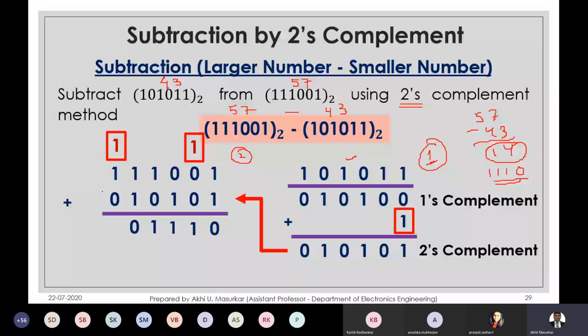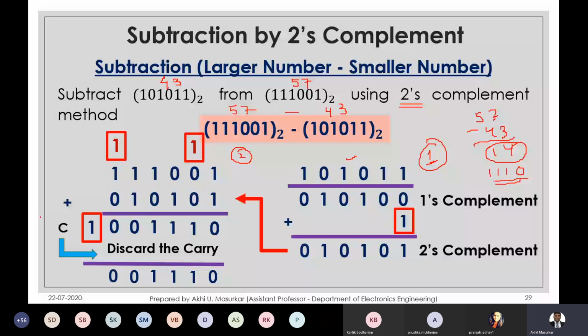So now step number 3 says discard the carry. Okay, I discarded it, and what remains is just 0, 0, 1, 1, 1, 0. So this number is going to be 14. So I will write the answer is 14. Please note this down in your notebook.